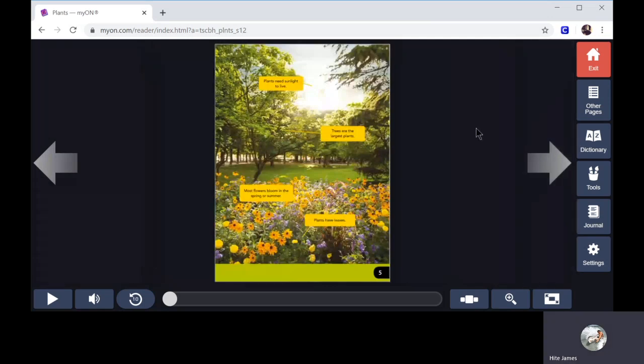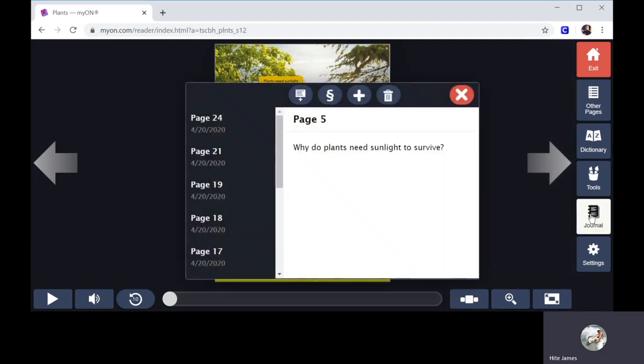Take a look at this picture. Plants need sunlight to live. Trees are the largest plants. Most flowers bloom in the spring or summer. Plants have leaves. I got a journal question for you here. Why do plants need sunlight to survive? You can go ahead and pause and answer that question.